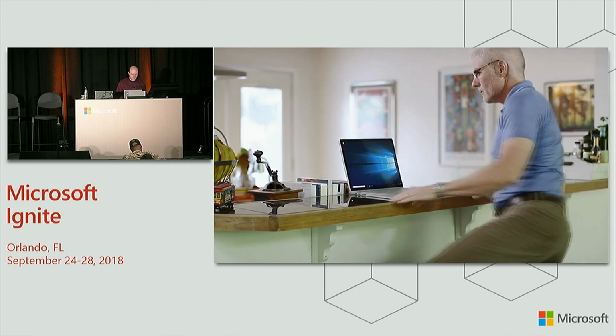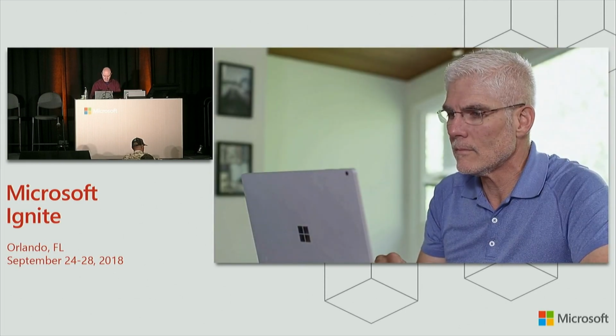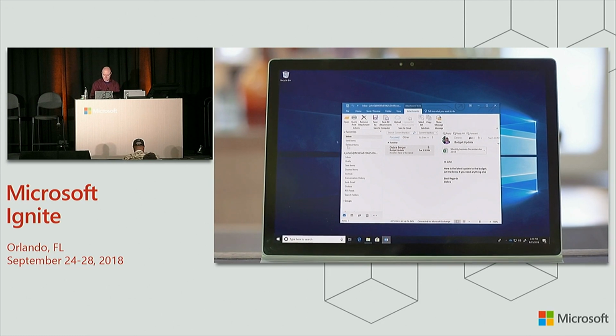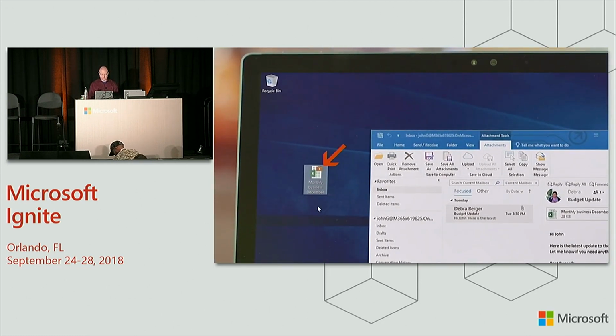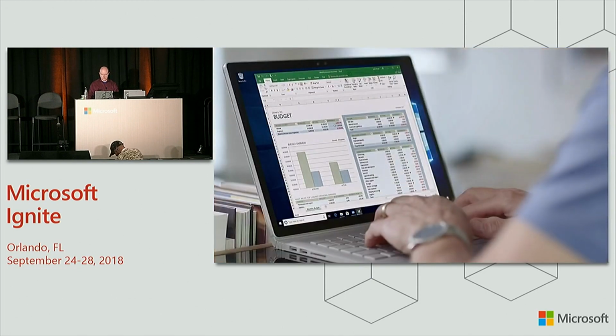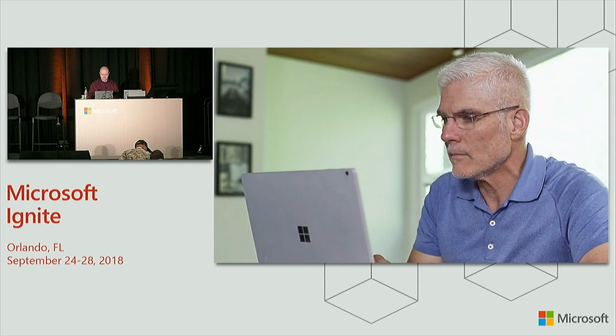John is a busy professional trying to get some work done from home. He needs to update a PowerPoint presentation with the latest sales figures, so he saves an Excel file from Outlook on the desktop. The spreadsheet is tagged as a work document, shown here by the briefcase. He opens the spreadsheet and copies the latest sales numbers.